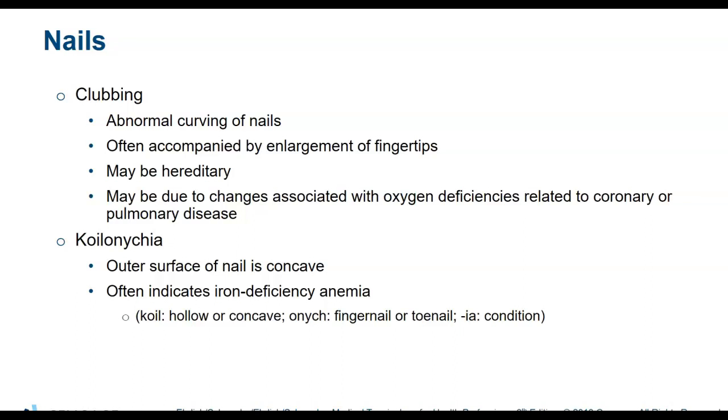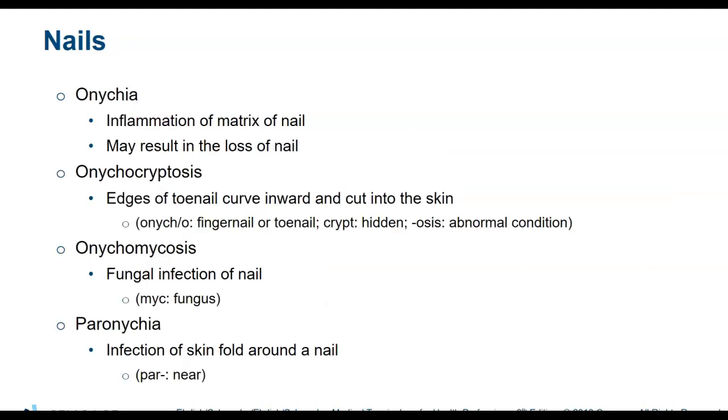Koilonychia is also called spoon nail. It's where the outer surface of the nail is concave. And we see this a lot in people who have iron deficiency anemia. Onychia is an inflammation of the matrix of the nail, and it may result in the total loss of the nail. Onychocryptosis is when the edges of the toenail curve in and cut into the skin. It's also known as an ingrown toenail.